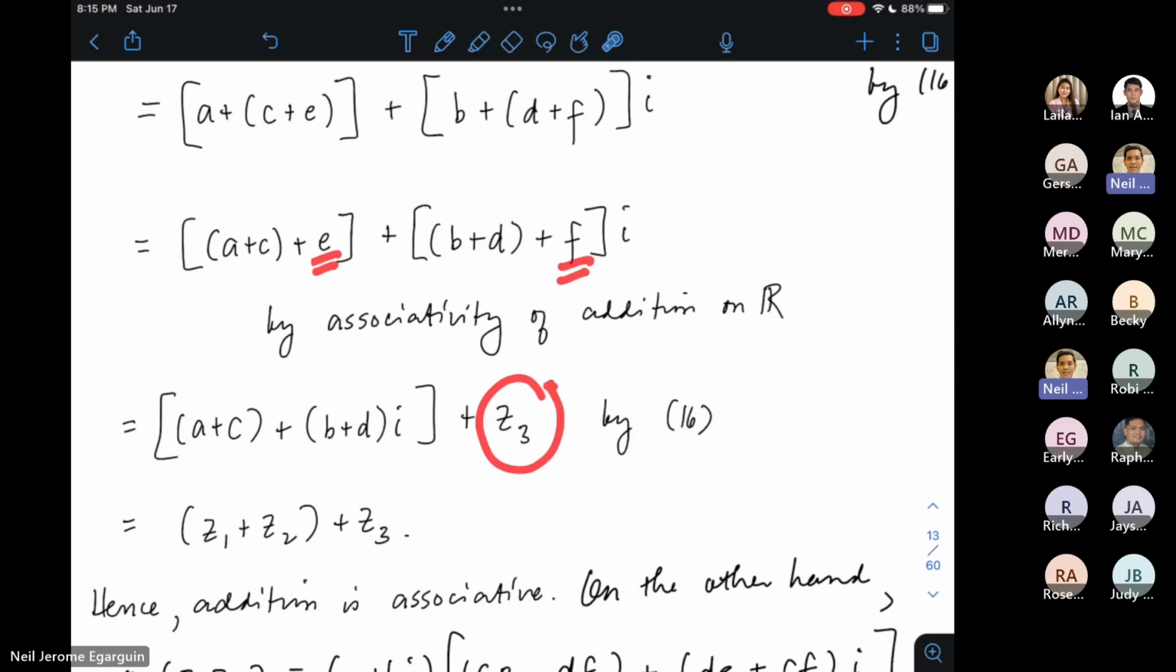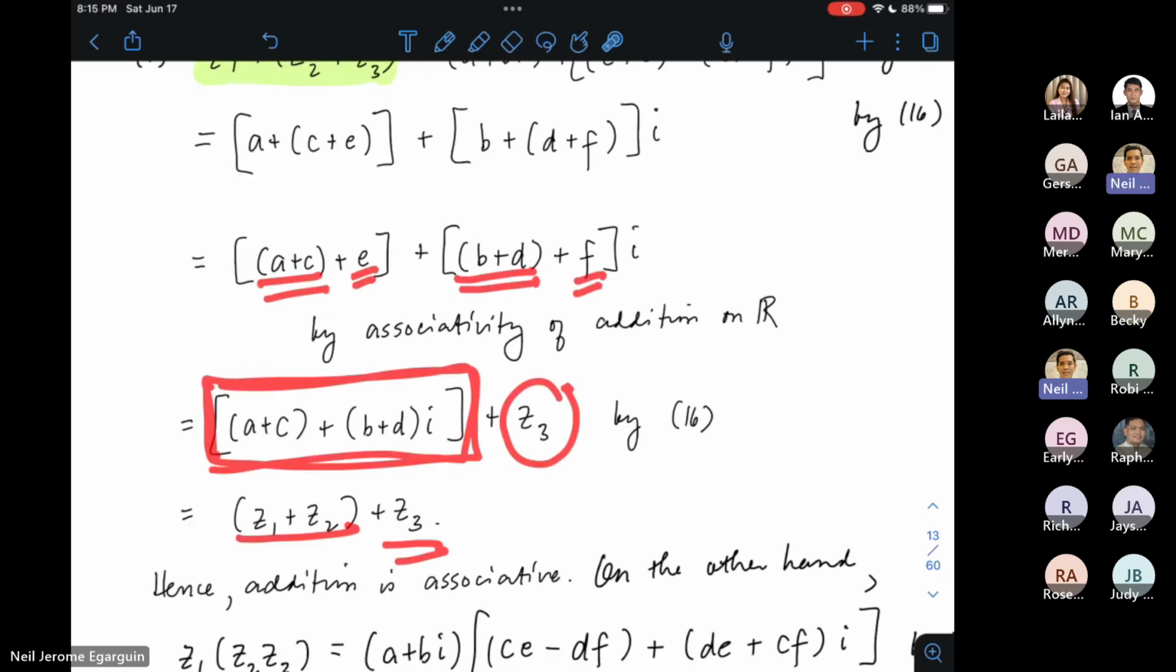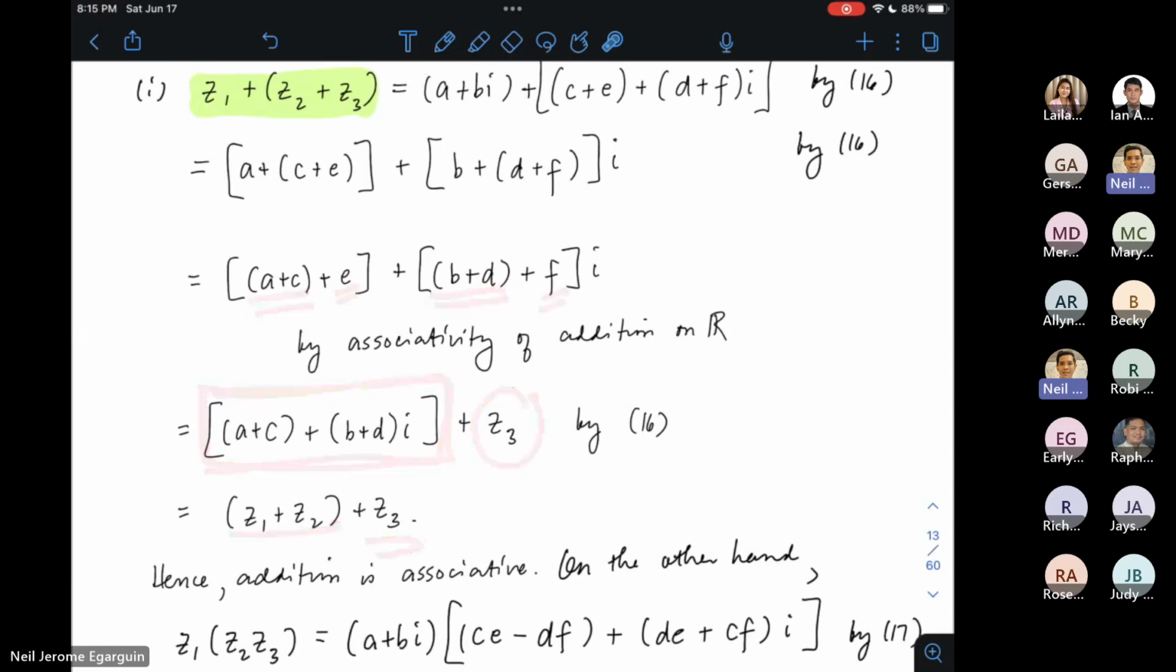So, matitira na lang ako ng A plus C plus B plus D times I dito sa first term. Alright? And what is this guy? Ito ay Z1 plus Z2 plus Z3. So, what I have shown here is that Z1 plus the quantity Z2 plus Z3 ay equals sa Z1 plus Z2 first before adding the answer to Z3. Okay? So indeed, associative ang addition.